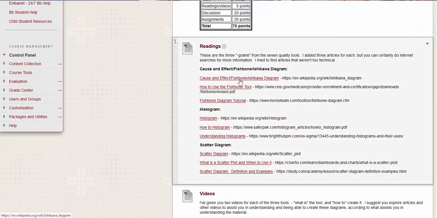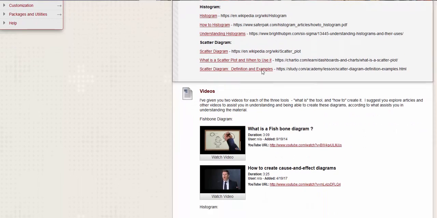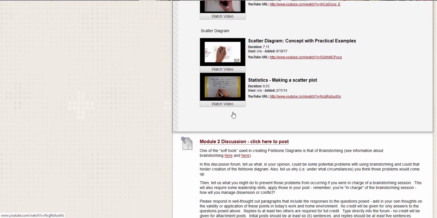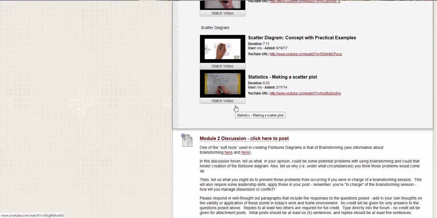So here are your readings. There, I gave you 3 of each. So for the cause and effect, it's also called an Ishikawa diagram. Diagram, histogram, scattergram, scatter diagram or scattergram. And then here's some videos, and I tried to give you 2 of each to give you an idea of what they are and how to use them.